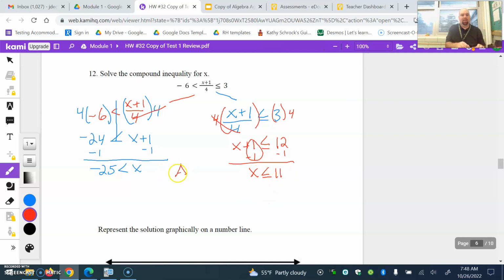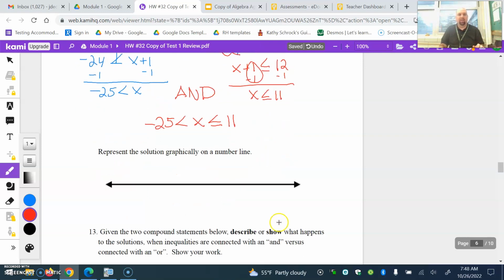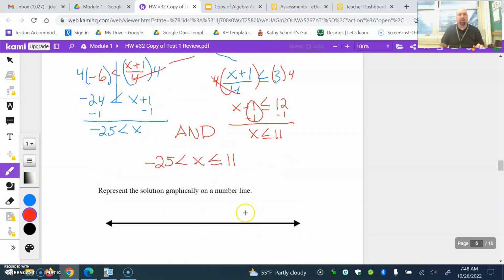Now, these are combined with the word and, or you can rewrite it, which I think would be a good habit to get into. Put x in the middle, put your inequalities and your high and low end, and you're all set. All right, I'm going to pause the recording because the next part is to put it on a graph. I'm going to set up my graph, and I'll be back in just a second.